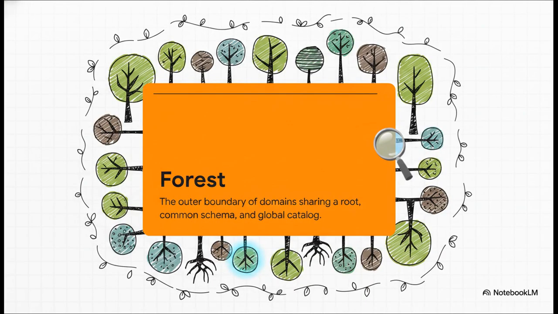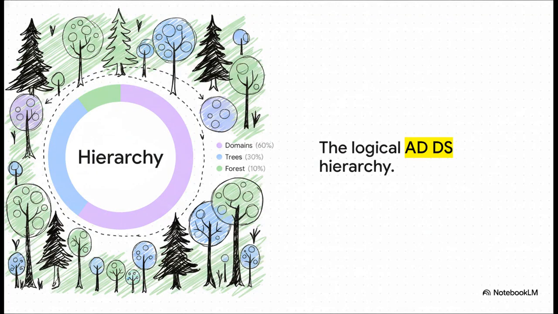Finally, we have the forest. The forest is the overarching boundary wall encompassing all these diverse domains and trees. It ties everything together into one complete ecosystem. All the domains within a forest might have totally different names, but they share the exact same root, the exact same blueprint schema, and a common global catalog. Visually, a forest encapsulates trees, and those trees encapsulate individual domains. Together, they create a perfectly structured logical blueprint that can scale to fit massive global organizations while remaining totally structurally sound.